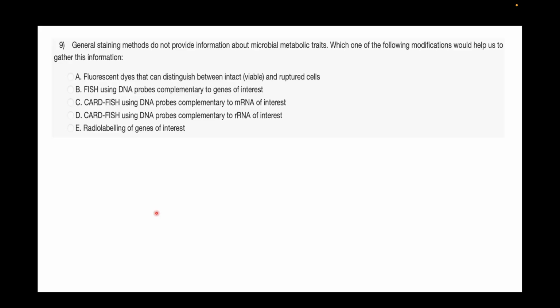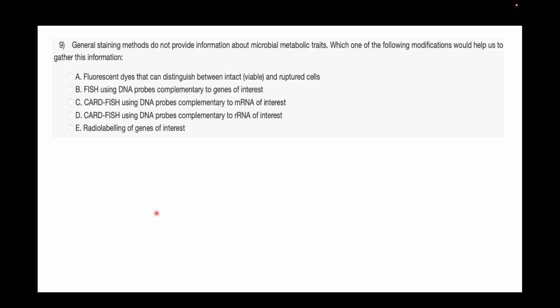General staining methods do not provide information about microbial metabolic traits. Which one of the following modifications would help us to gather this information? Any staining method which can help us to identify metabolic traits of the microbial community.